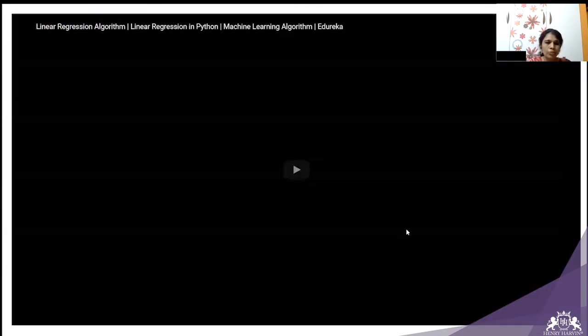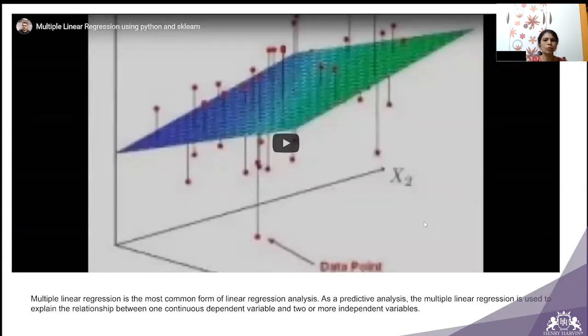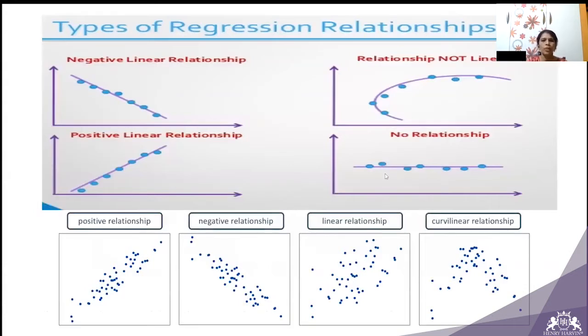There are multiple videos given in this, so when you get time, you can go through it. Right, so let's try to understand the theory behind it. You know what the m is, what the c is and all. Also, the most important thing we should know about is a negative linear relationship, a positive linear relationship, or whether there is no relationship.